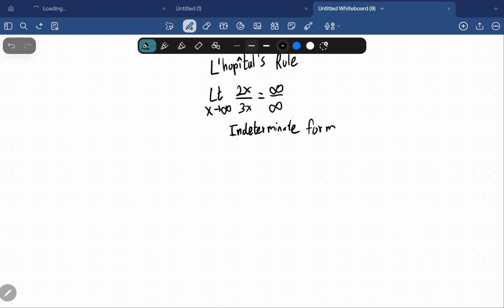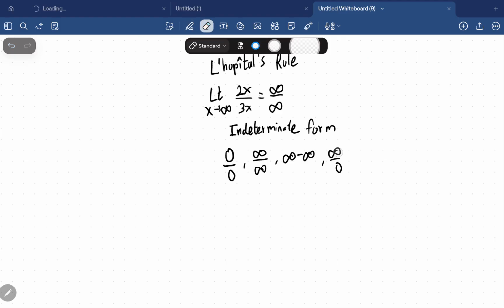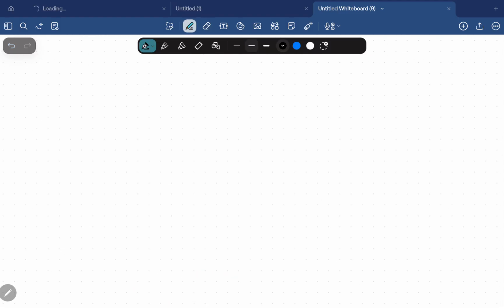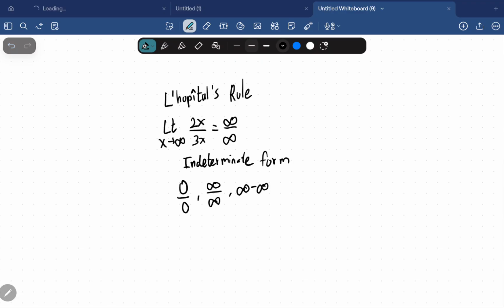An indeterminate form is any of these forms: 0 over 0, infinity over infinity, infinity minus infinity, infinity over 0. Wait, I just forgot. Infinity over 0 is not an indeterminate form, it's just infinity. So any of these forms we can use L'Hopital's rule in.